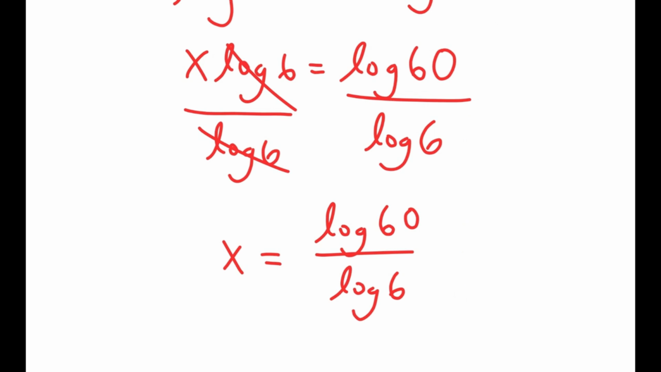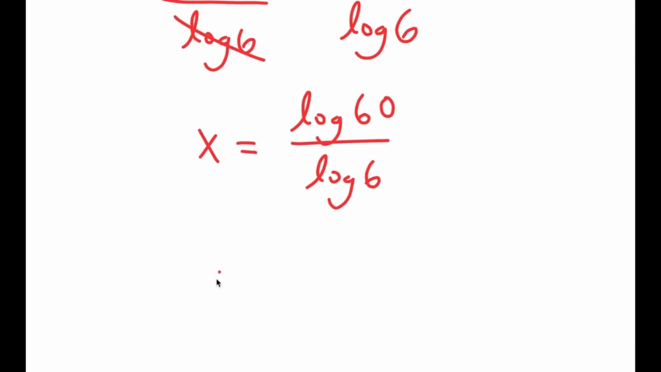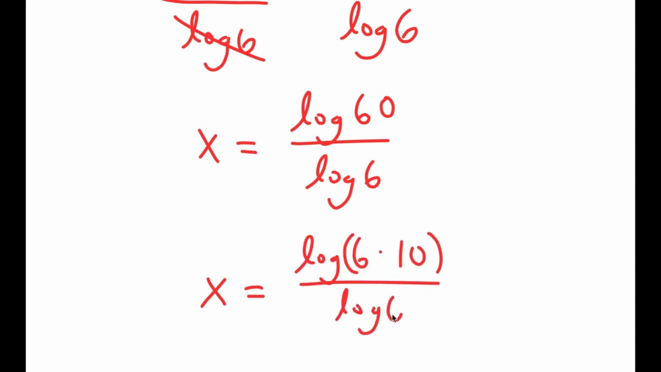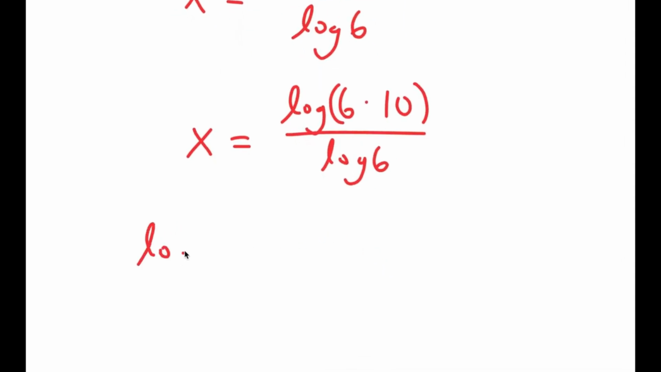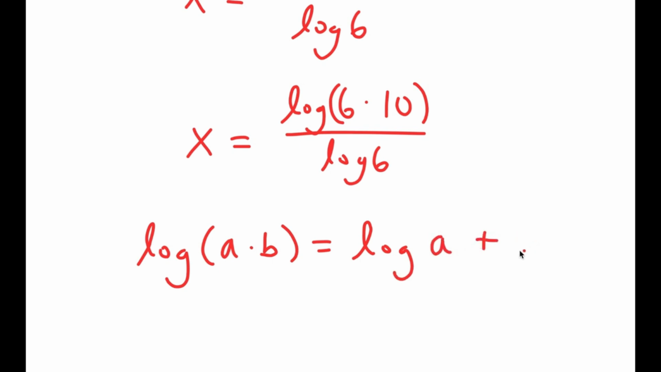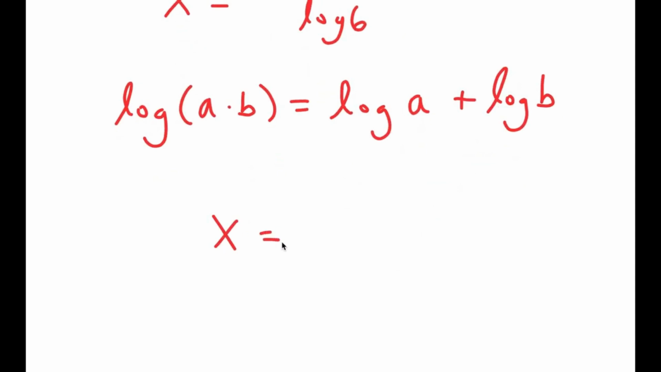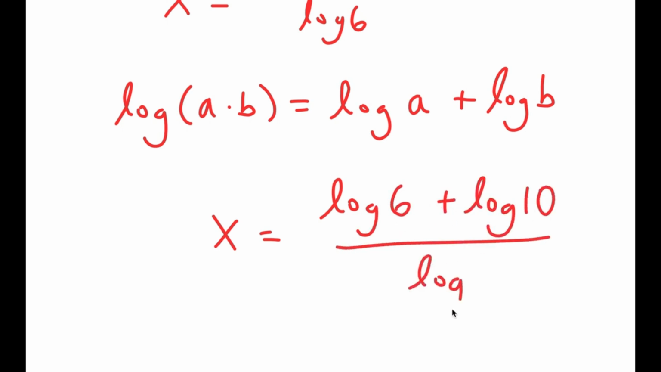So now from here, what I'm going to do is I'm going to rewrite log 60 as log of 6 times 10. And if I have something in the form log of a times b, this is equal to log a plus log b. So log 6 times 10 is going to equal log 6 plus log 10. And I have all of this over log 6.